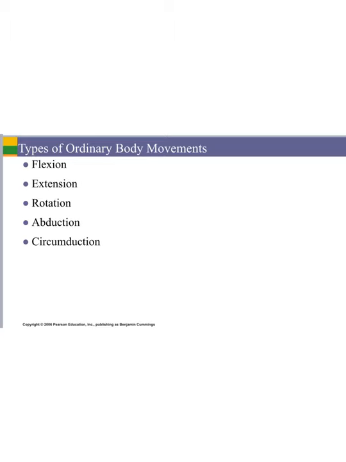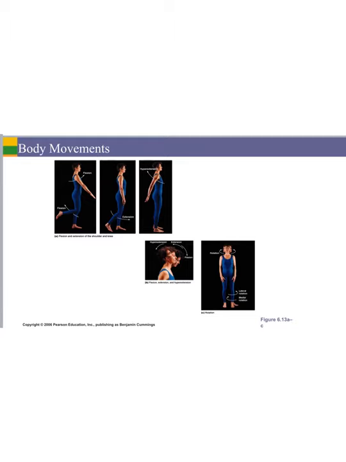There are some body movements we need to go over. You should see the images of these in your textbook, but we need to understand these. So flexion and extension, rotation, abduction, and circumduction are the common ones that we go over. So let's look at these.